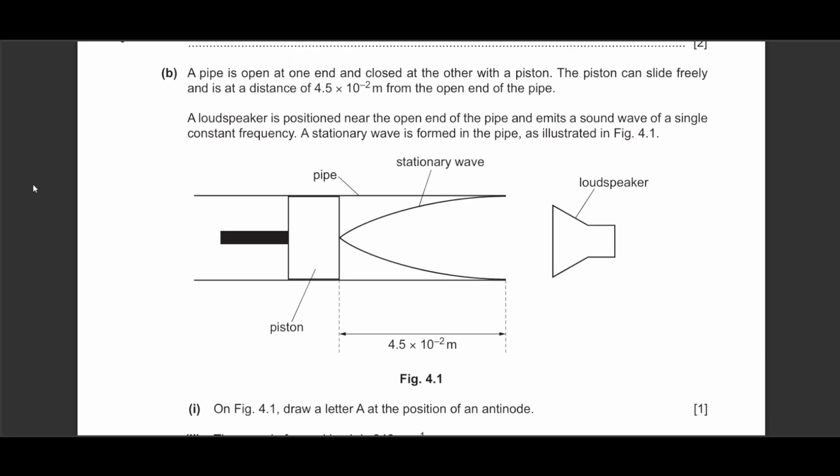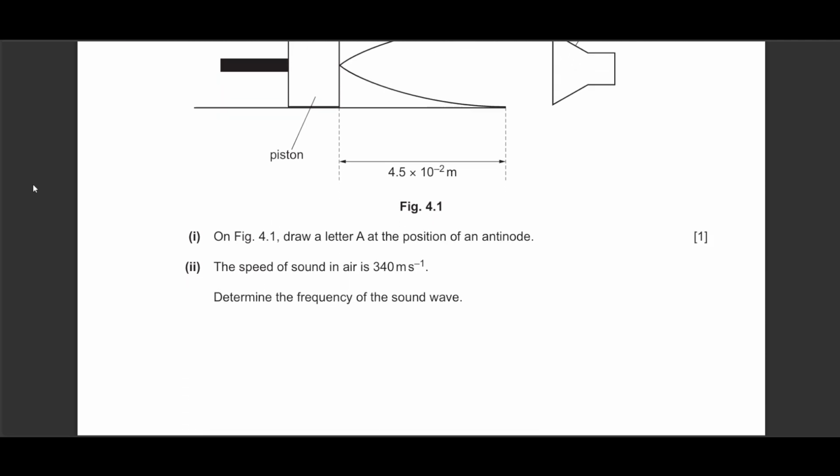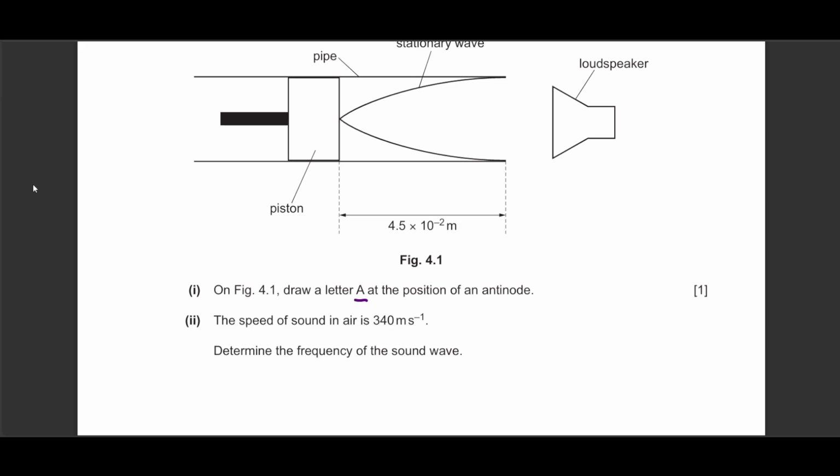A pipe is shown, and sometimes in these stationary wave questions, he will not show you this diagram. But luckily for us, in this one, it has. And you will always find that the open end will always have an antinode and the closed end will have a node in it. That is one of the rules you can say for them. So he says, draw the letter A for the antinode. So you'll write down simply A here.